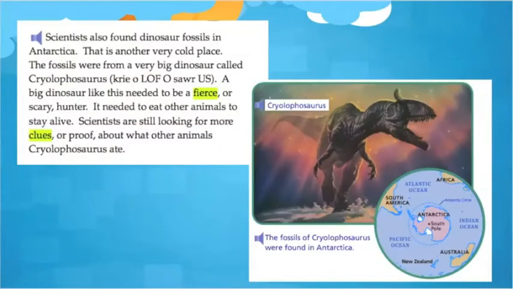Scientists also found dinosaur fossils in Antarctica. That is another very cold place. The fossils were from a very big dinosaur called Cryolophosaurus. A big dinosaur like this needed to be a fierce or scary hunter. It needed to eat other animals to stay alive. Scientists are still looking for more clues or proof about what other animals Cryolophosaurus ate.